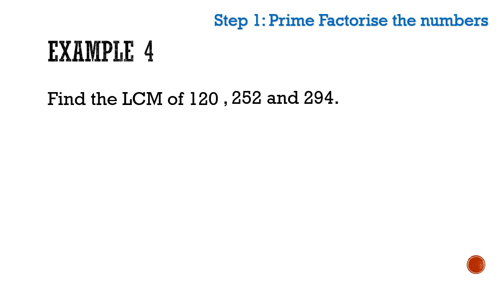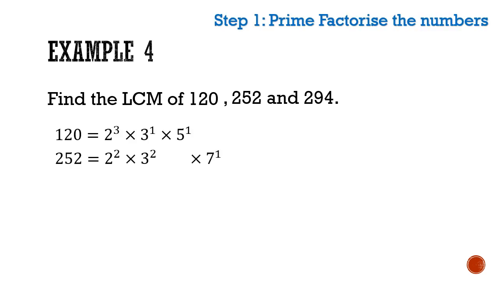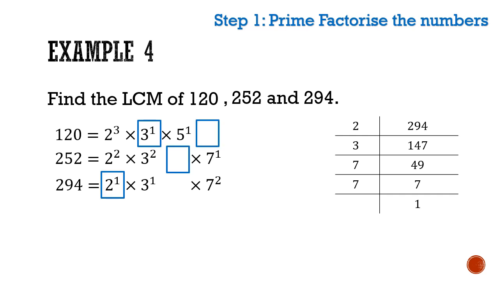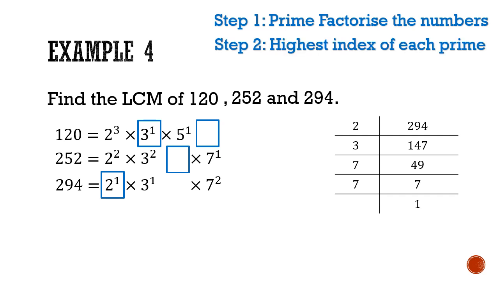So step 1, we want to prime factorize these numbers. We've done so for 120, 252, and earlier in example 2, I've also gone through 294. This will give us 2 to the power of 1, 3 to the power of 1, and 7 squared. Then we go on to step 2. We want to select the highest index of each prime.